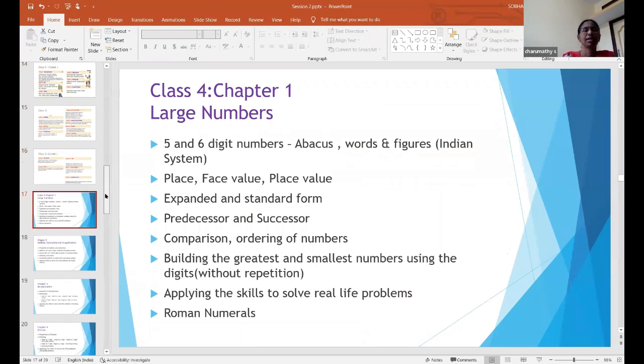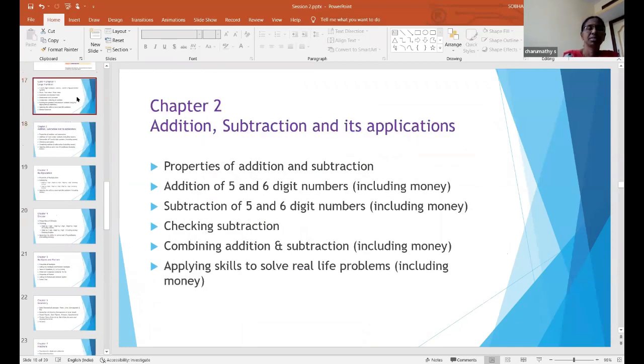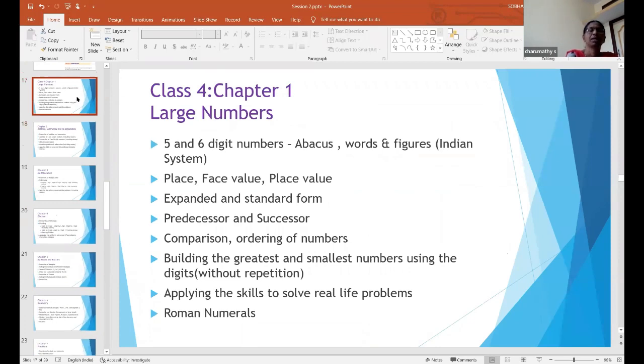Here we go up to 5 and 6 digit numbers, first by drawing the abacus and representing it. Then come all the terms, place value, face value. Again, the same topics. One more added topic here is Roman numerals, because in class 4, children need to learn what Roman numerals are and where they are used and how they are used in the question papers. Until class 3, we don't use these Roman numerals. And when we are setting the question papers, we do, of course, with class 4 and 5.